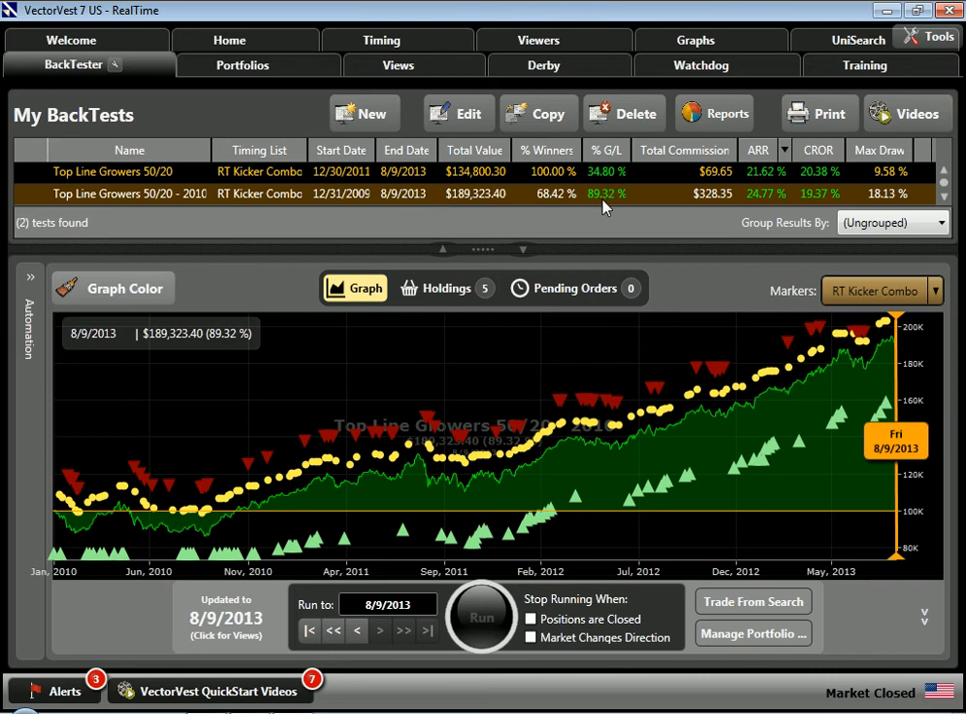Overall, we had an 89 1/3% gain with 68% winners. A total commission of $328.35. That's a total of 33 trades over about 3.5 years. The average annualized rate of return was 24.7%. Our maximum drawdown up to 18.13%.